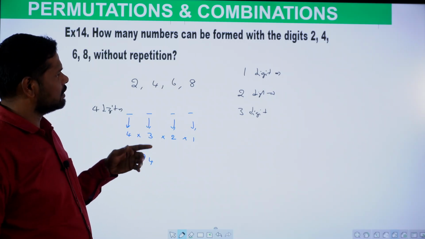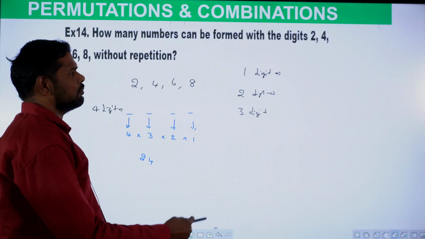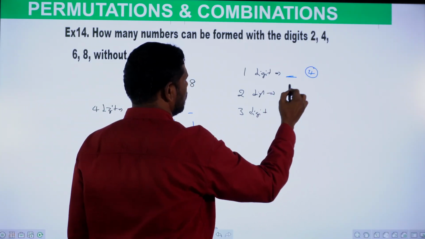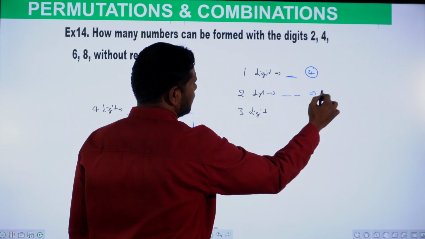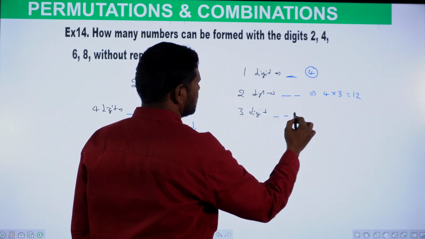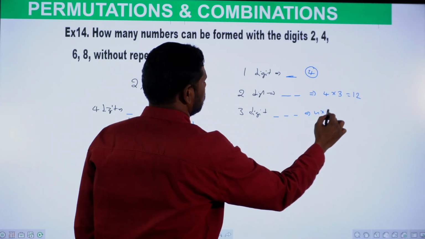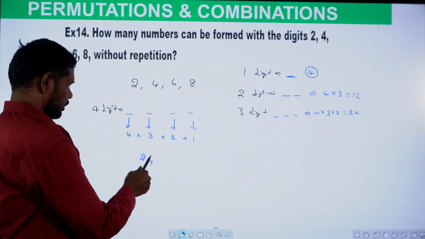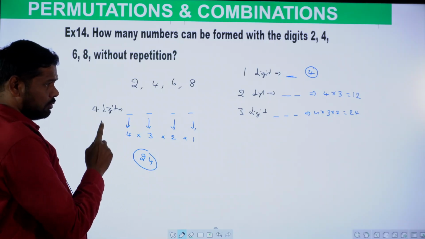But the correct answer is: how many single digit numbers are possible? Only one of the 4 choices, so 4. Two digits means without repetition, that's why 4 into 3, 12. Three digits means 4 into 3 into 2, 24. Now 4 digits, we also find 24.